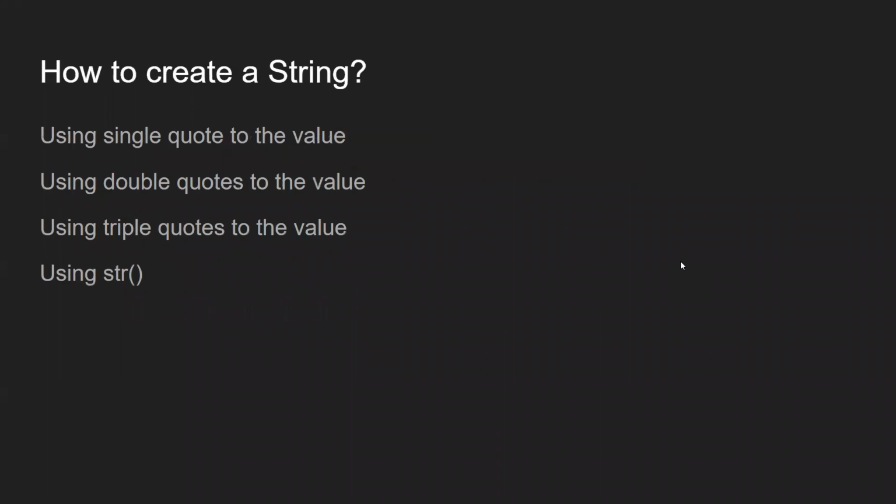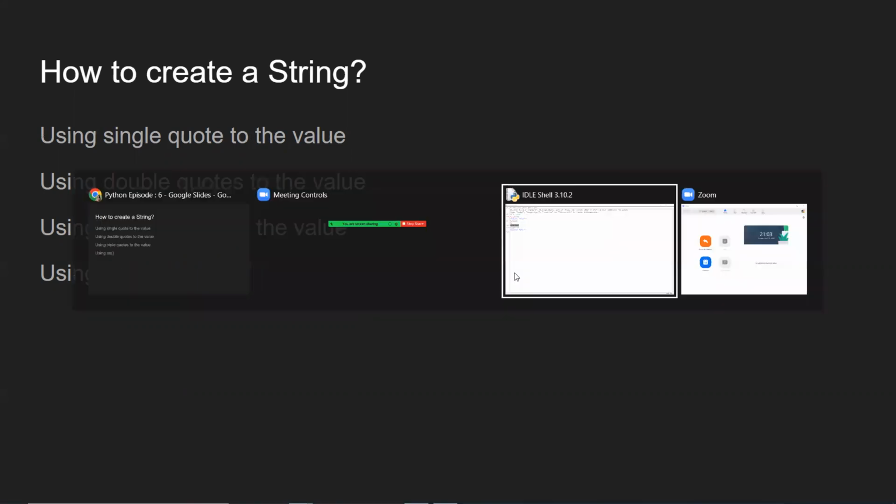Now let's see how we can create a string. We can create a string using single quotes, using double quotes. Also, we can create a string using triple quotes. Generally, we use triple quotes when we are creating a multi-line string. Also, you can create a string using the str function. So let's see on the IDLE how you can create.